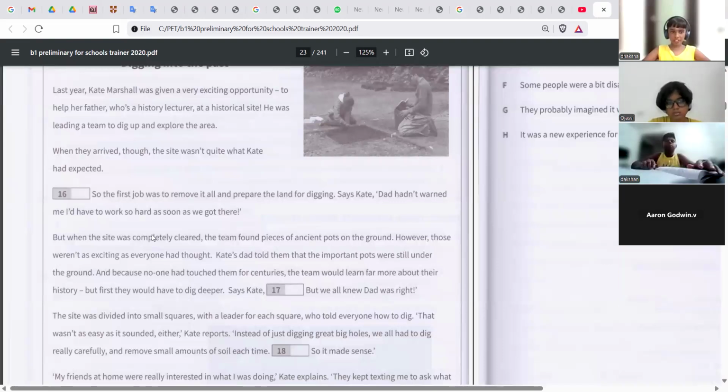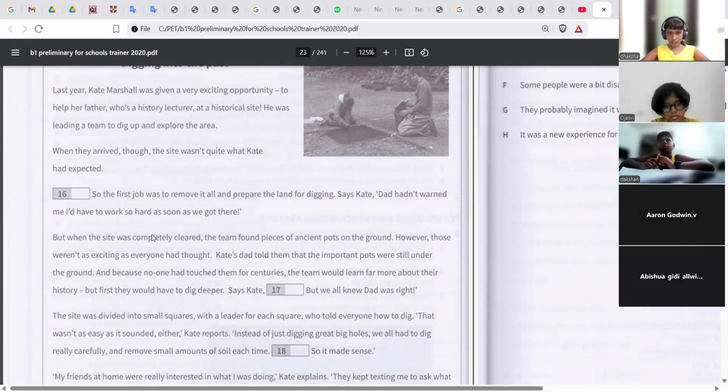Yes, sir. "So the first job was to remove it all and prepare the land for digging," says Kate. "Dad had not warned me I would have to work so hard as soon as we got there." But when the site was completely cleared, the team found pieces of ancient pots on the ground. However, those were not as exciting as everyone had thought. Kate's dad told them that the important pots were still under the ground, and because no one had touched them for centuries, the team would learn far more about their history. "But first, they would have to dig deeper," says Kate.